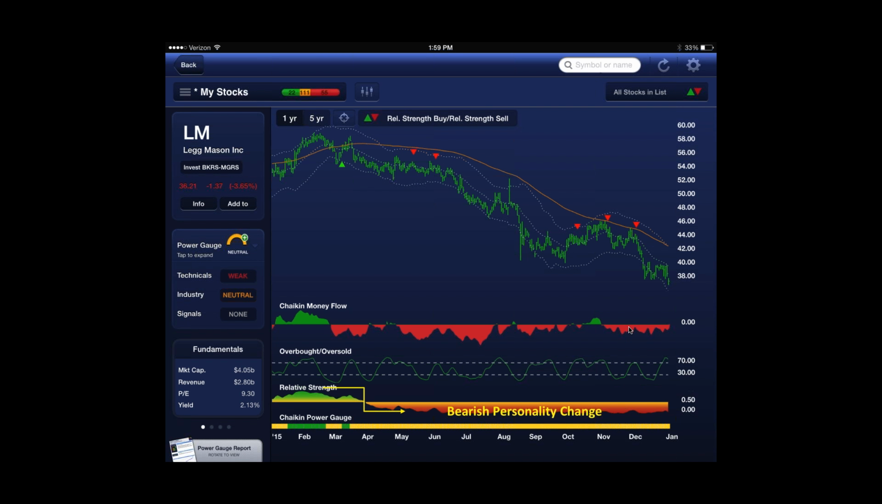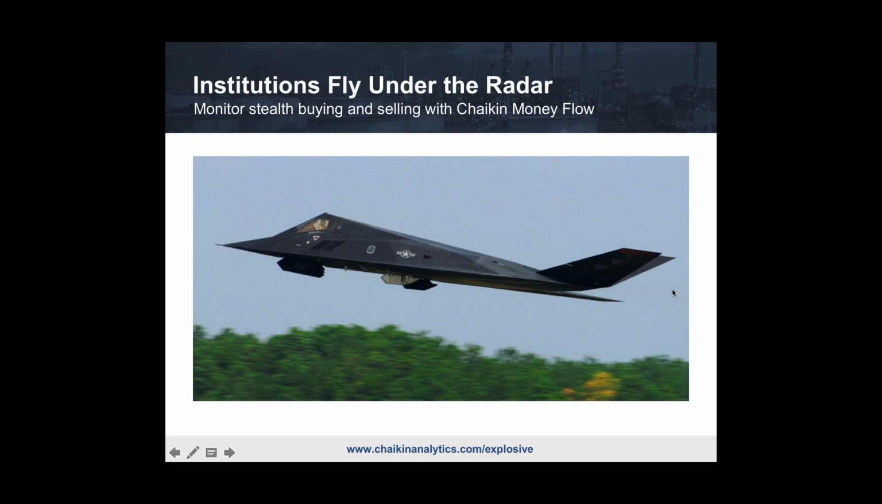Legg Mason has been under distribution since March. And in early April, you had a bearish personality change. The stock went from outperforming the market to underperforming. The power gauge turned neutral. It never turned bearish. But this combination of Chaikin money flow and relative strength is also a dynamic duo in and of itself. And this all took place in the 53.4 area. Stock closed at 36.21 today, down almost 4%, made another new low.